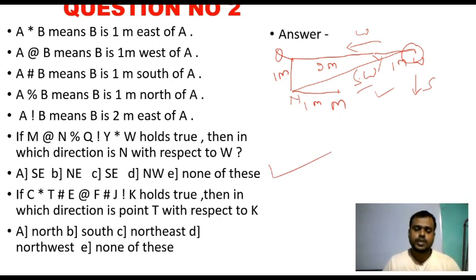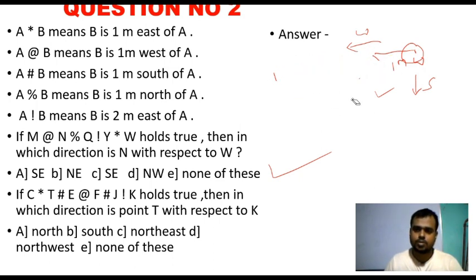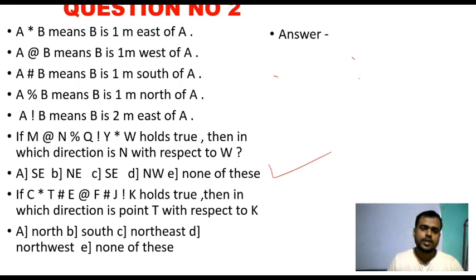Now moving to the second question: if C star T, T hash E, E at the rate F, F hash J, J exclamatory mark K. Now we have to complete this question. After that we can easily solve it. C star T means T is 1 meter east of C. Now if we consider C is here, suppose this is T, this is 1 meter.